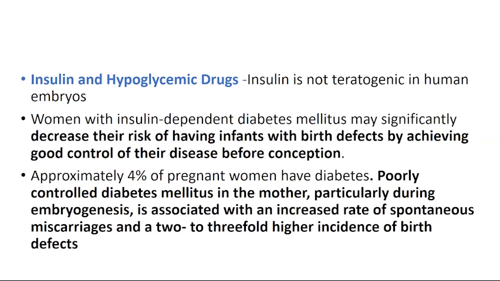Approximately 4% of pregnant women have diabetes. That is called diabetes during pregnancy. Not diabetic initially, but during pregnancy, because they have a tendency, they can become diabetic. Poorly controlled diabetes mellitus in the mother, particularly during embryogenesis, is associated with an increased rate of spontaneous miscarriages and a 2 or 3 fold higher incidence of birth defects. So a minimal amount of insulin has to be taken because it is something coming from outside. So care has to be taken.